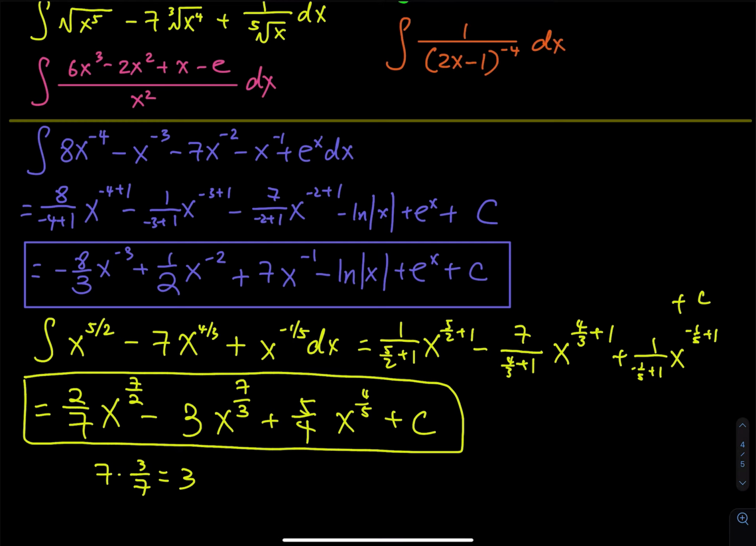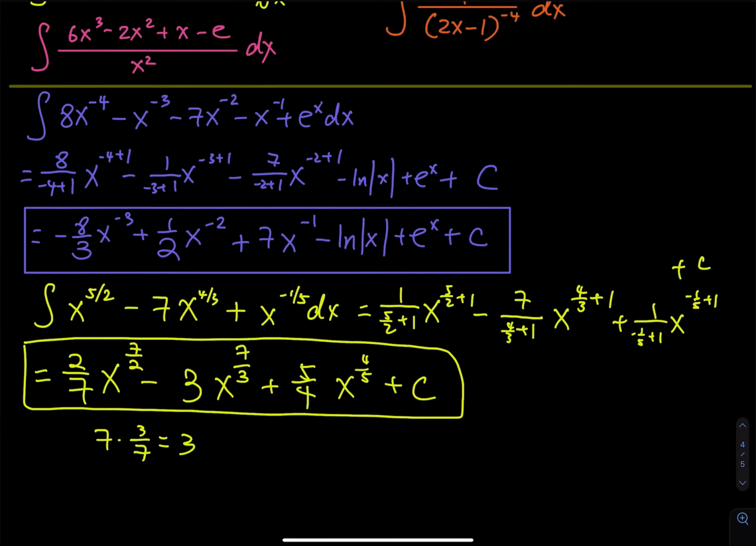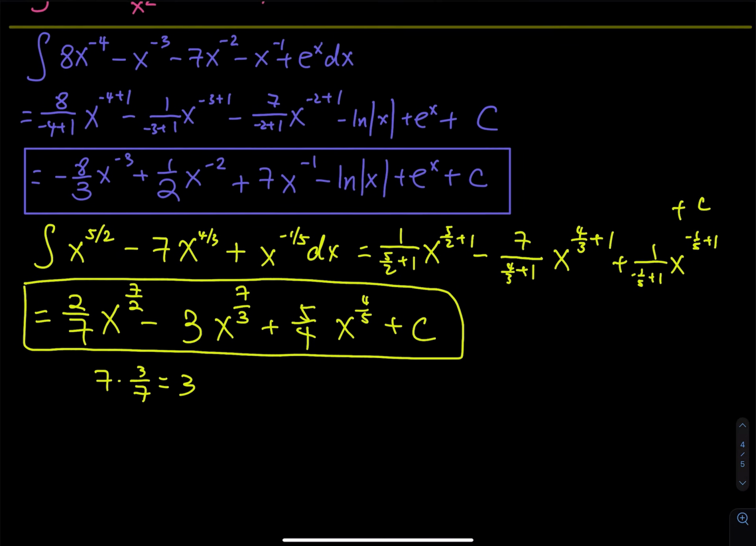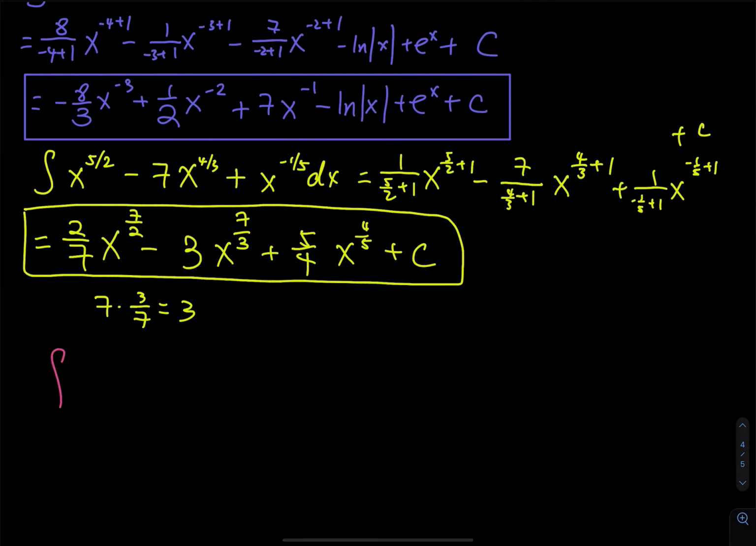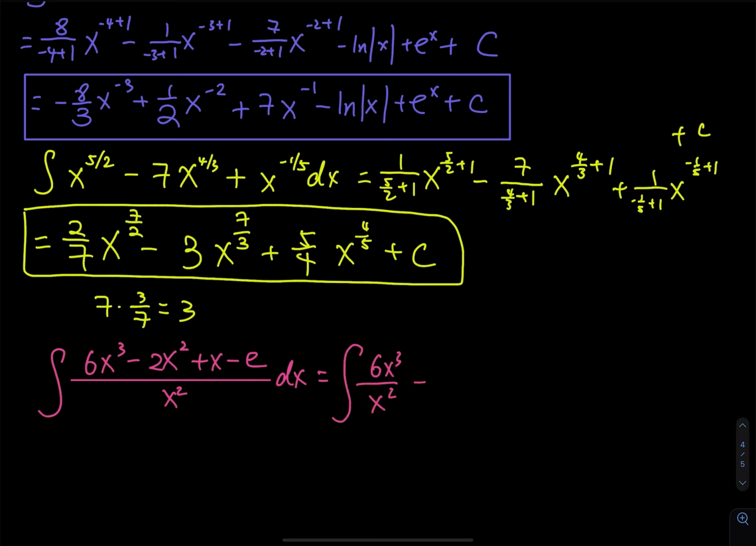Moving on to the third integral, we have a big fraction. I will copy the problem for you. The integral of 6x to the third minus 2x squared plus x minus e, divided by x squared, dx. So this one I will split up into 4 fractions like this. We have the integral of 6x to the third divided by x squared, minus 2x squared divided by x squared, plus x divided by x squared, and then minus e divided by x squared, dx.